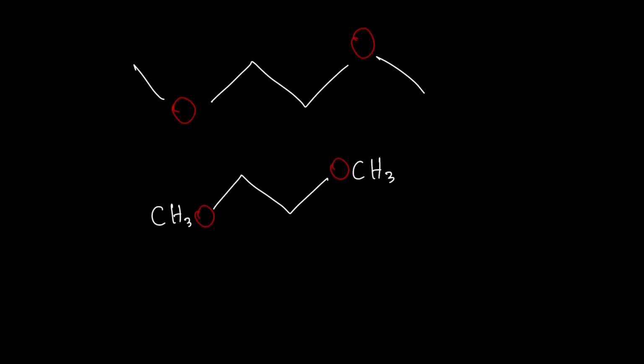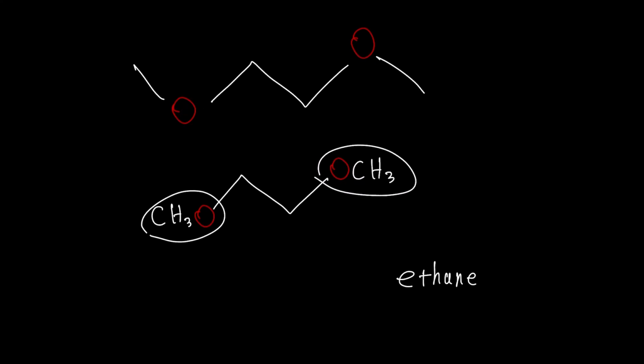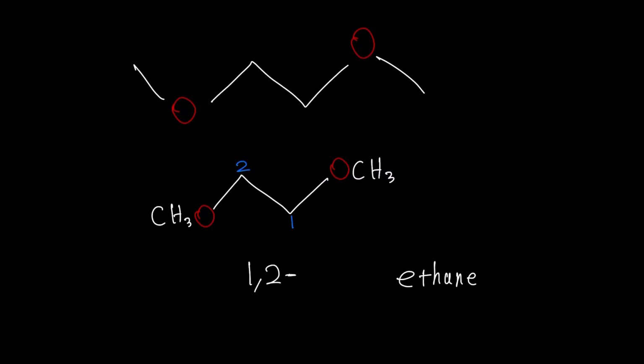So the main chain name is going to be ethane because you have 2 carbons. In this case, you have actually 2 methoxy groups, and one of them is on position 1 and one of them is on position 2. So you're going to write 1, 2, dash, and then instead of writing methoxy, you're going to write dimethoxy ethane.